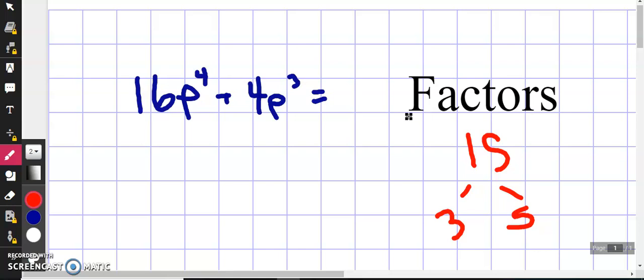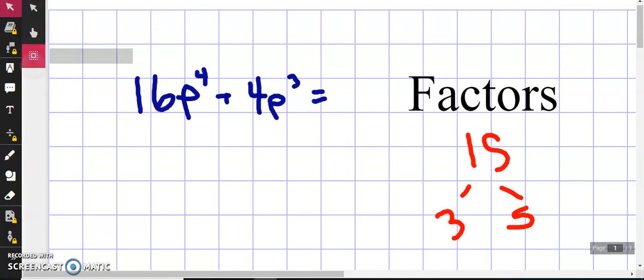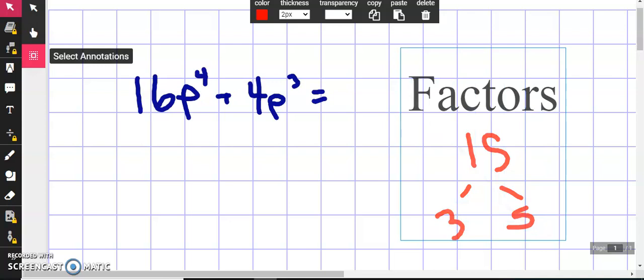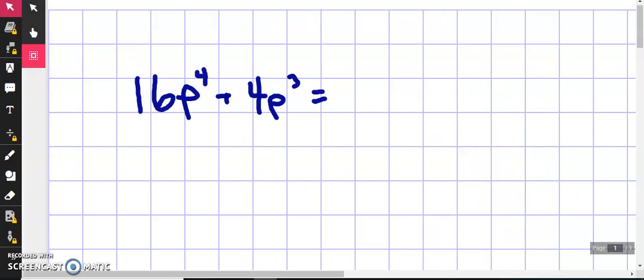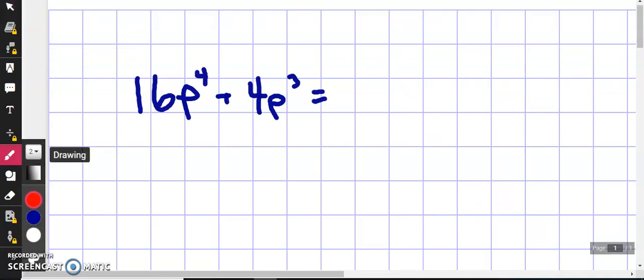So if I was asked to factor 16p to the power 4 plus 4p cubed, what I would want to do is look at both the numbers and the variables to see what common factors I have from both of my terms. So I'm going to go ahead and set this up using the box because it's something that we've seen before.